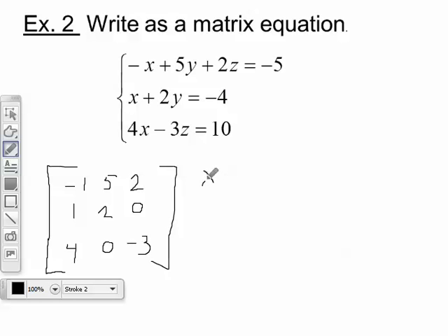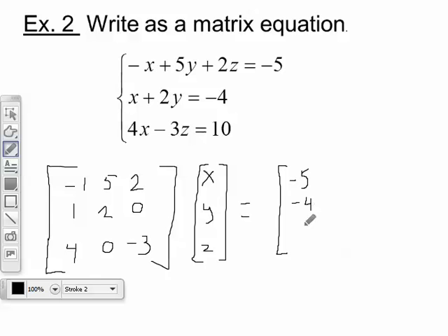Well, we had three unknowns there, so it's x, y, and z. See how the zeros now multiply in there, and you can see them, I hope. And this will be equal to negative 5, negative 4, and 10. And you can put the bracket on there.